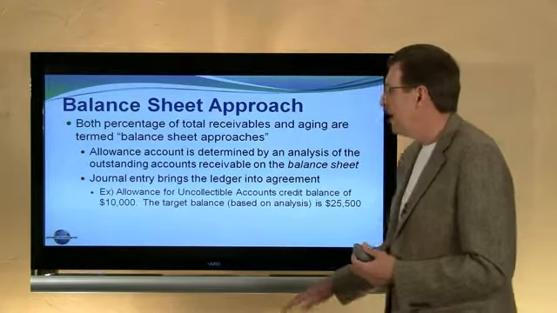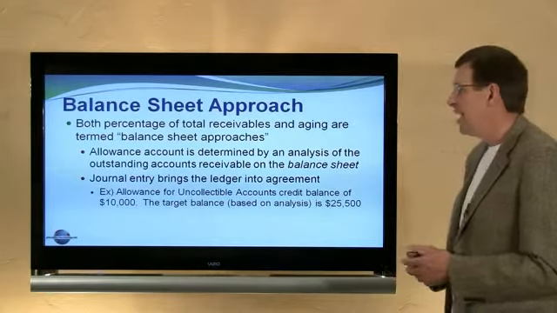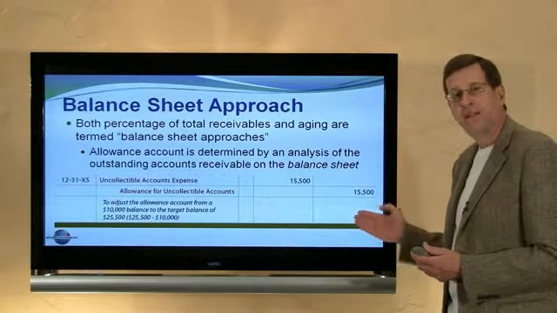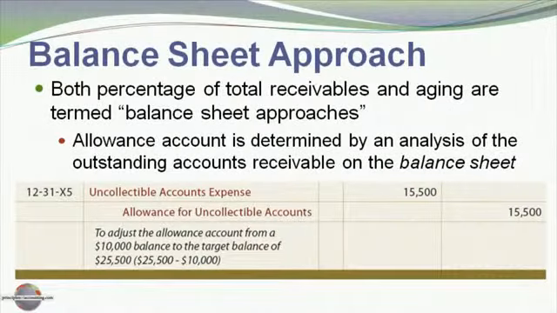I'm assuming we already had a $10,000 balance in the allowance prior to that aging. That suggests that we need an additional $15,500 in our allowance account. Here's the credit to the allowance for uncollectibles. That amount increases the allowance account from $10,000 to $25,500. That is the contra account that appears on the balance sheet, the subtract from outstanding accounts receivable.